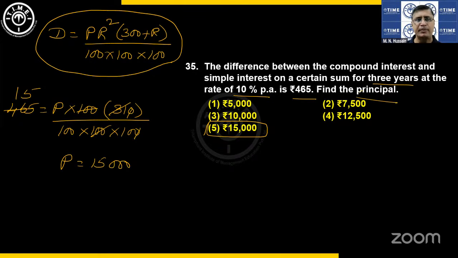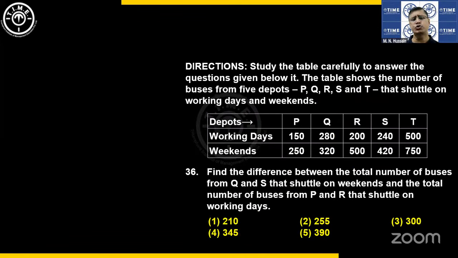Now moving to next example, question number 36. Dear students, this is a completion of individual questions. So far we completed simplification, approximation, comparison of the roots of the quadratic equation, and the individual questions. Now we are going to deal with data interpretation. Look at the question number 36.